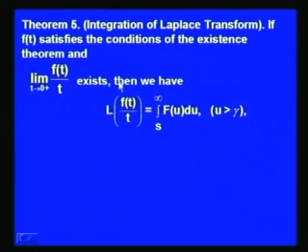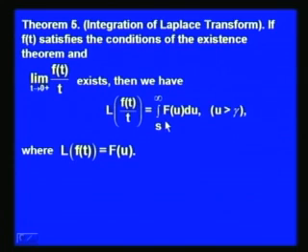Now, let us study what happens when we integrate the Laplace transform of a given function. We see in this theorem that when we integrate the Laplace transform of a given function f(t), let us denote the Laplace transform of f(t) by F(u), then the function f(t) is divided by t. We get the Laplace transform of f(t)/t equal to integral s to infinity F(u) du. So, this theorem tells us that if f(t) satisfies the conditions of the existence theorem, and moreover limit of f(t)/t as t goes to 0 from the right exists, then we have Laplace transform of f(t)/t equal to integral s to infinity F(u) du, where u is greater than gamma and L{f(t)} is equal to F(u).